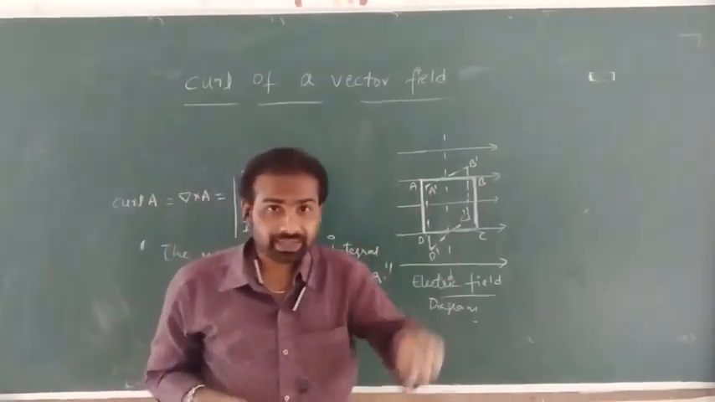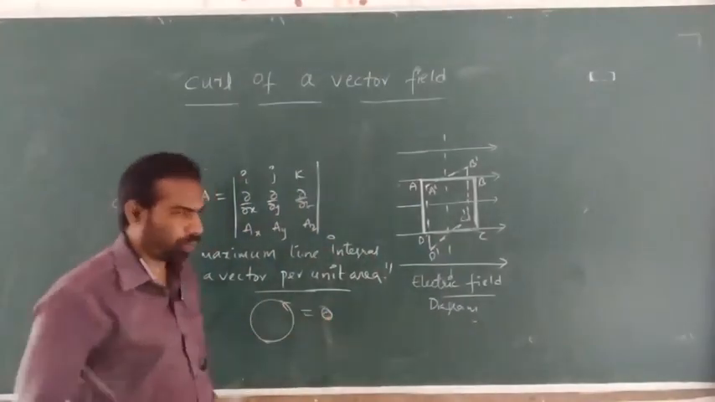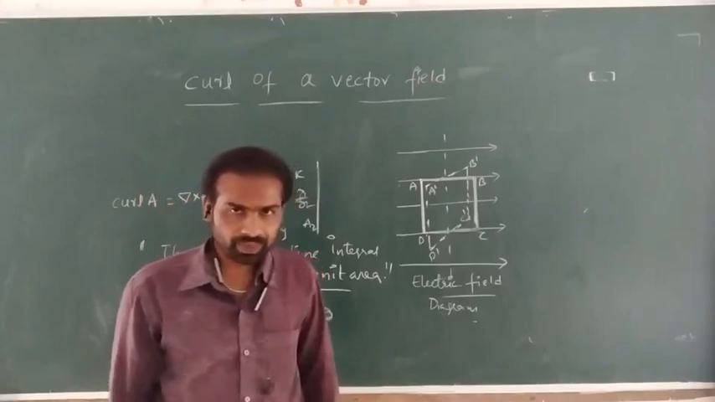In a lamellar field, the line integral around a closed curve is what? Zero. The line integral value will be 0.